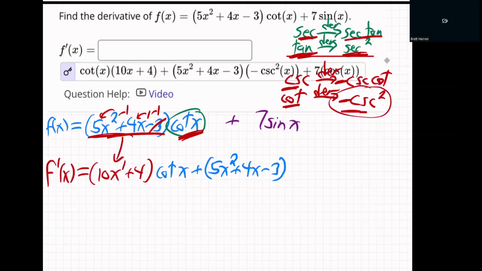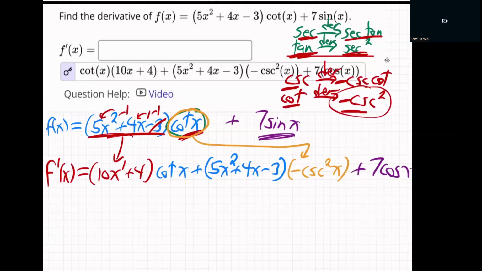So let's do that. I'll bring that right here. Negative cosecant squared of x. So see how, I'll do this in orange, see how they took turns. And we're not done yet. Now plus, and now let's do this guy. The derivative of sine is cosine. There's his derivative.